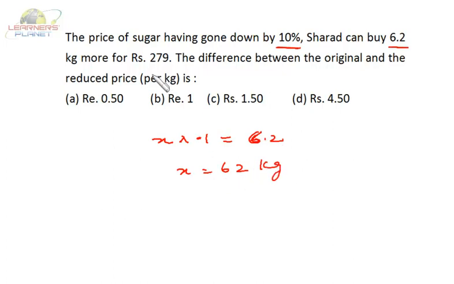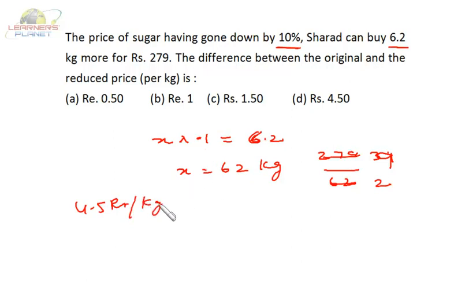now what is the price per kilogram? That is 279 by 62. 31 9s are 279 and 31 2s are 62. So that is 9 by 2, which is 4.5 rupees per kilogram, which is the new price.